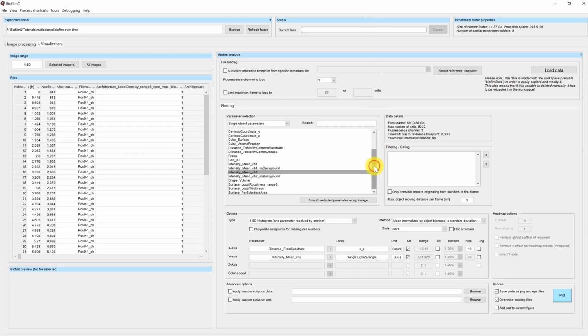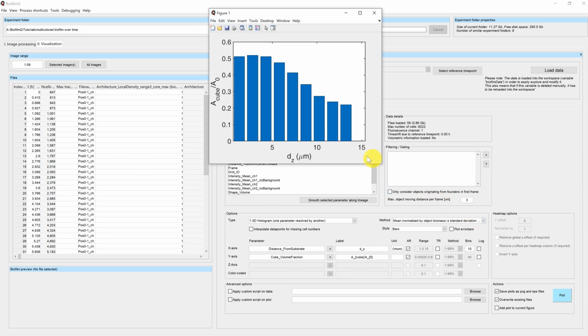Let's look at another parameter, for example, the volume fraction inside the cubes. This is a measure for how dense your biofilm is. If we plot this, we can see that the volume fraction inside the cube decreases as we go up in the biofilm. That means the biofilm gets less dense as we go up, which makes sense because the further we go up, the more sparse the cells are. In some cases, it also means that the cells are less close together and therefore the cubes are not entirely filled.